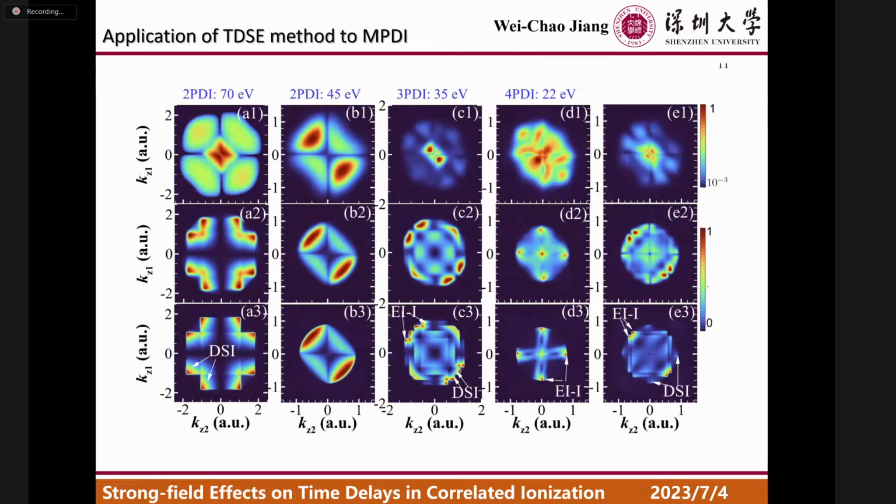Here shows the correlated momentum spectrum. These spectra are very popular in double ionization by IR laser pulses. People prefer to identify the so-called correlation or anti-correlation in this kind of momentum spectrum.